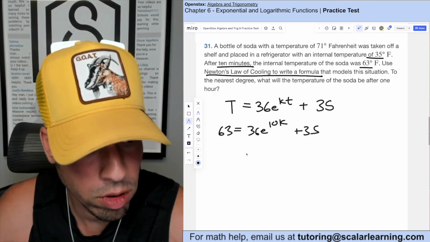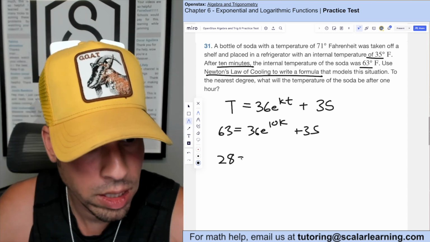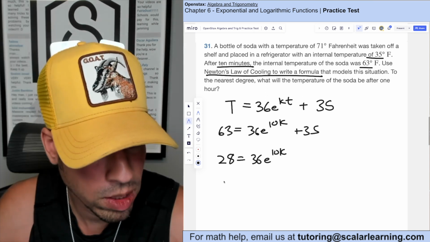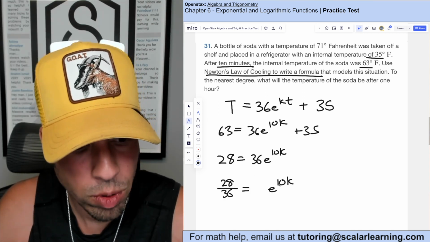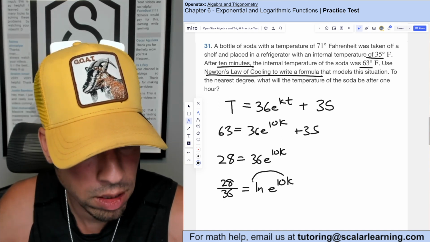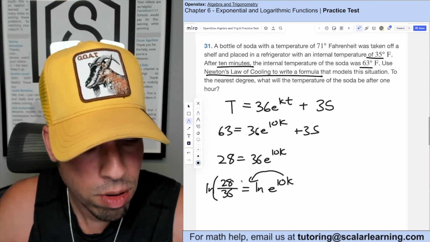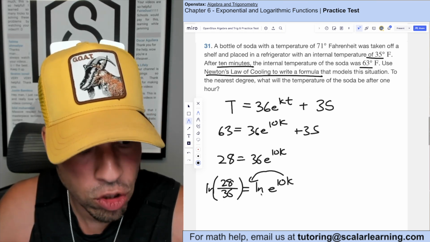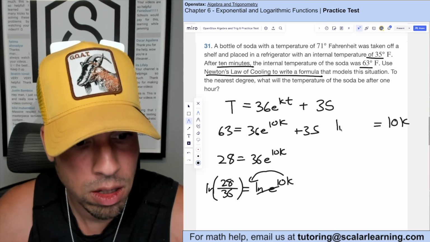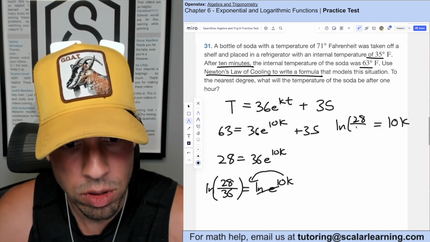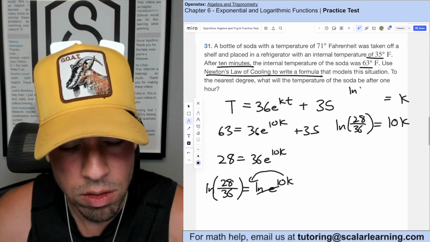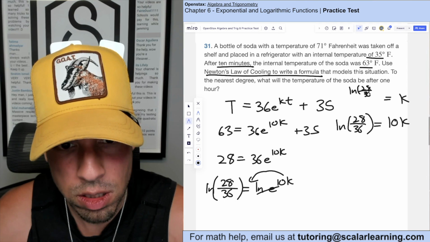Then we're going to subtract 35 from both sides, and we get 28 equals 36e to the 10k. Then we're going to divide both sides by 36. And then once we have this, we're going to take log of both sides, in this case natural log, and that's going to help us bring this down, right, using our properties of logarithms. And then ln of e is just 1, so this is great because now we get 10k equals ln of 28 over 36. And then last but not least, we're going to divide both sides by 10, and we get ln of 28 over 36 divided by 10.